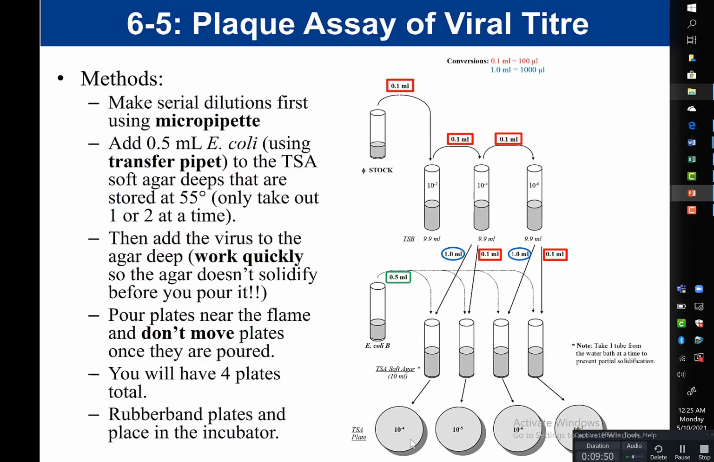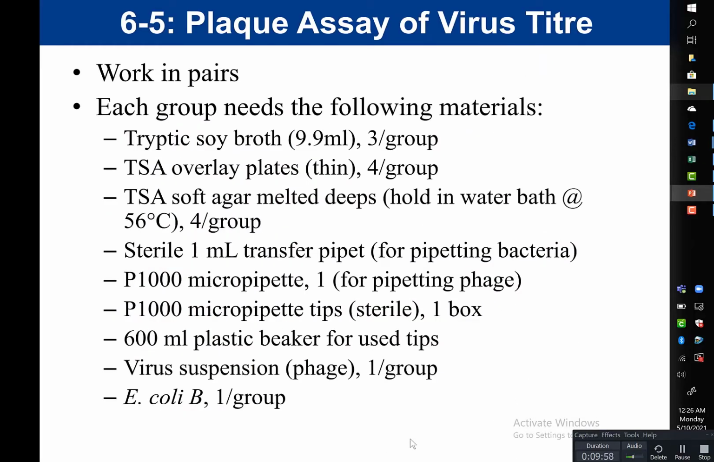Once you have your 4 plates made, you are going to rubber band those plates and then place them in the incubator. This assay would be done in pairs. You would do this with a partner. And so each pair would need the following materials. And again, this is shown in the video. So each pair would need 3 tryptic soy broths.